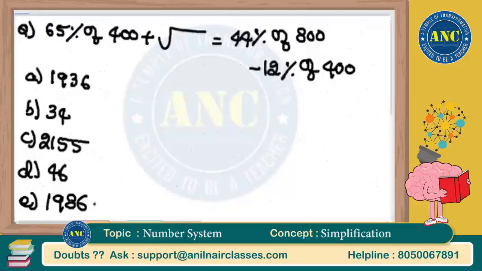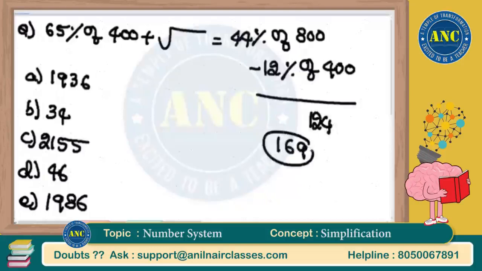12% of 400. Raju, any perfect square ending with 4, 124 cannot be it, Raju. Why? Because I got 169, beta. 169 contains 13. The answer should be divisible by 13. 124 is not divisible by 13. 125 is not divisible by 13. Raju, clear, beta? This is an original competitive exam question.